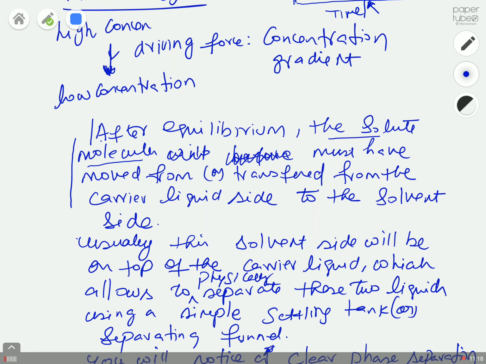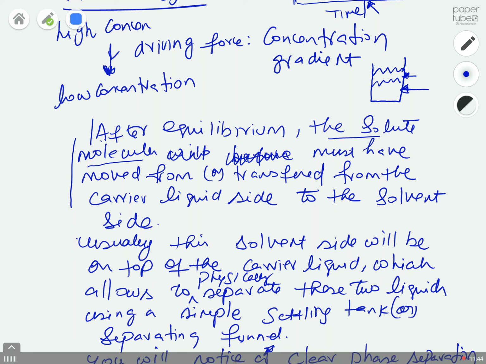One more thing you should remember when it comes to liquid extraction is that there will be a density difference. This is your feed mixture, this is your solvent, and your solvent will be on top of your carrier liquid, or your feed mixture, because of the density difference in the solution. This will remain the same even after equilibrium is achieved in the system.